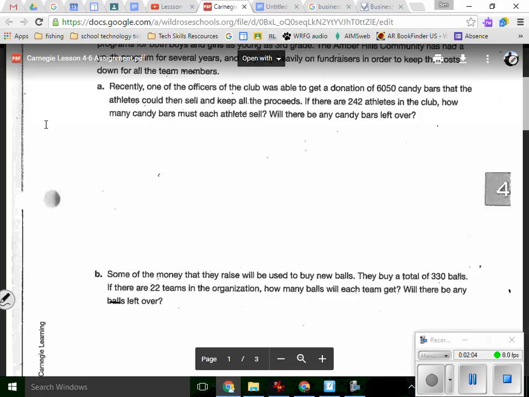So, we got to go 6,050 divided by 242. Oh, man. Hey, wait, 242 is really close to 250, right? It's close enough for this situation. Because with 250, we can figure out how many times 242 is going to go into 605. We know 242 doesn't go into 6, and it doesn't go into 60, but we definitely know it goes into 605.